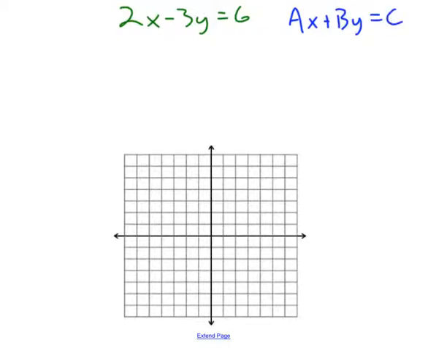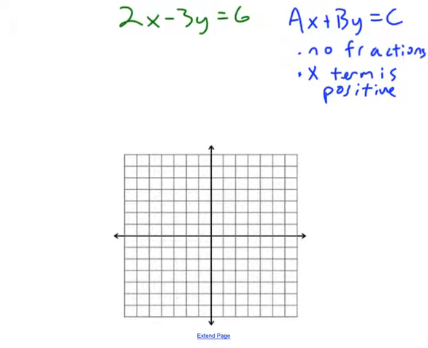And what makes standard form, we look like this. We have no fractions, which we don't here, so we're good. And the x term is positive, which we also have here. So we have the x term, the y term, and we have the constant by itself. And the equation of our line is 2x minus 3y equals 6. Well, how can we get this onto a graph?